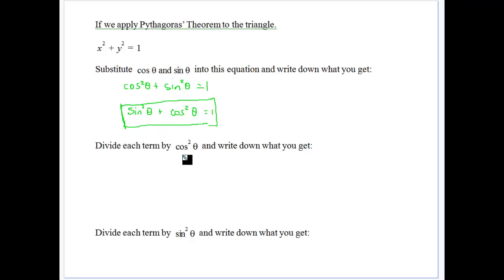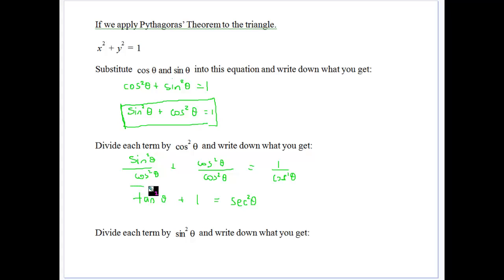Well, if we start to divide every term here by cos squared theta, we get sine squared theta on cos squared theta, and then cos squared theta on cos squared theta, and 1 on cos squared theta. That starts to be sine on cos. We said in the last part that equals tan. So that gives us tan squared theta. Cos squared on cos squared, well, that gives us 1. And 1 on cos is equal to secant, so 1 on cos squared is secant squared theta.